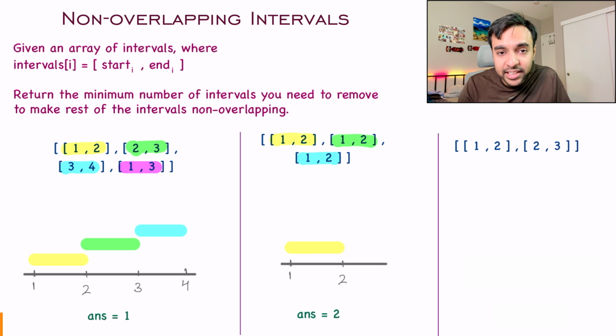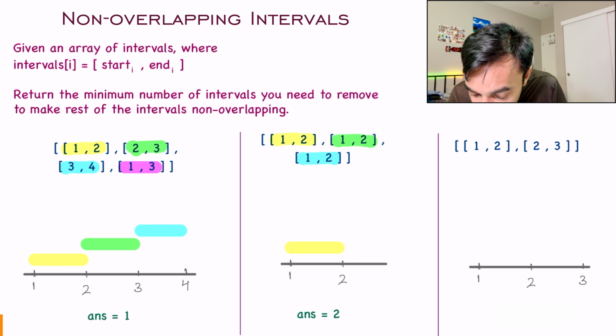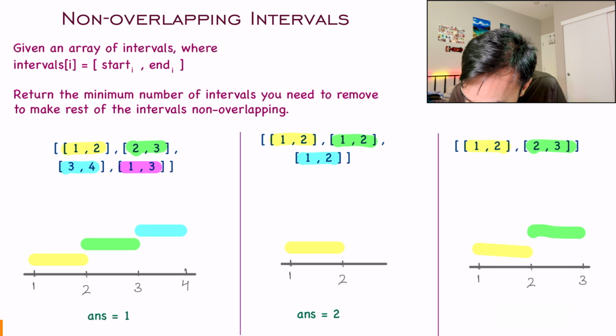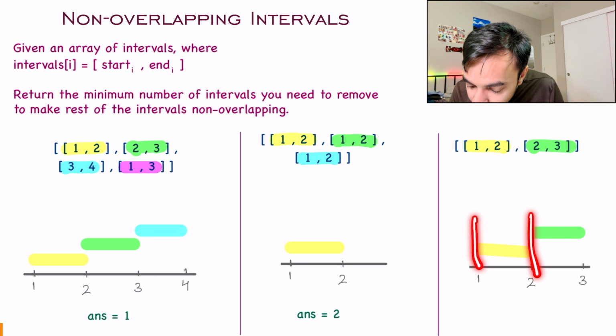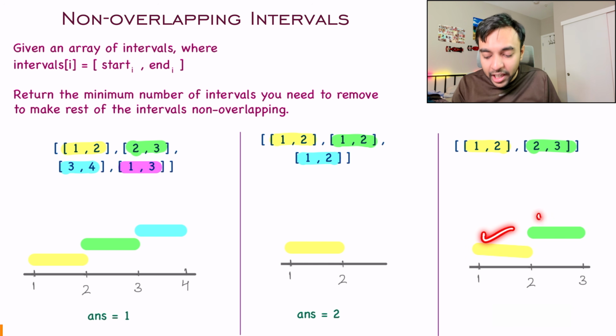What do we have for the last test case? Let us quickly plot it as well. I have my first interval over here, so I plot it. Then I have my second interval, 2 to 3, and I can plot it. If you see, this schedule is actually perfect. None of the intervals overlap. You can go to both of your classes.